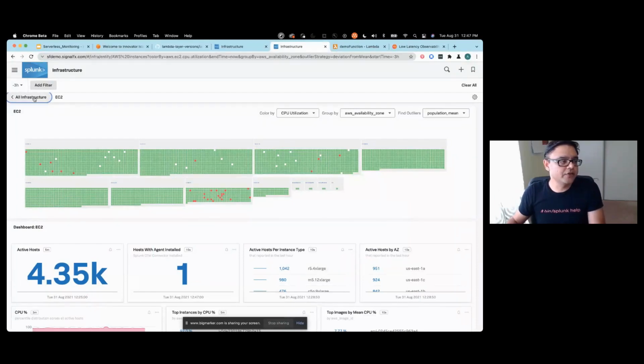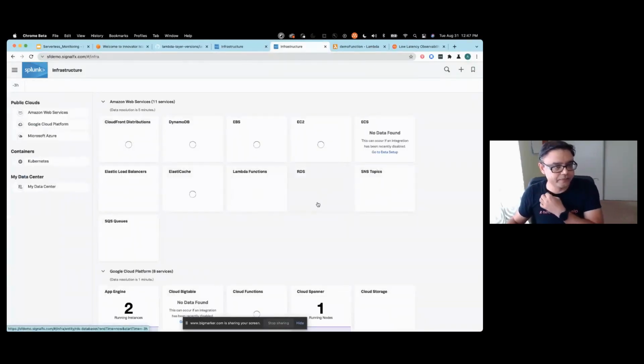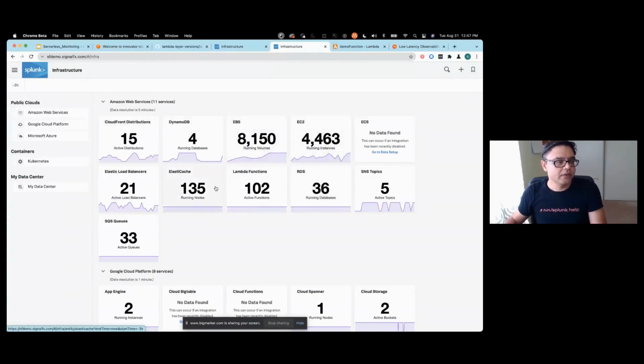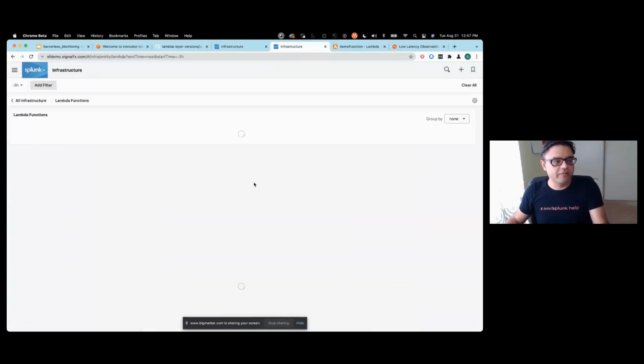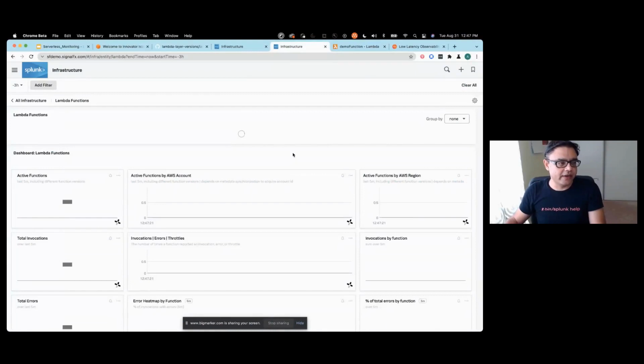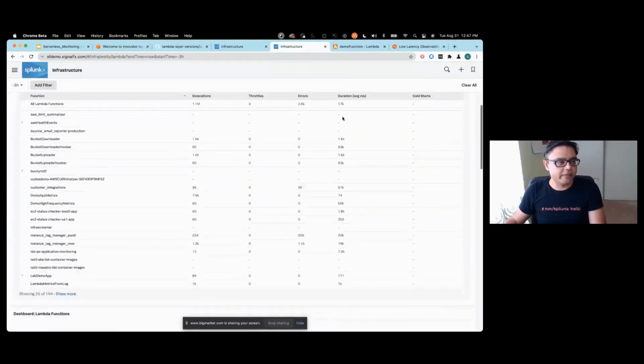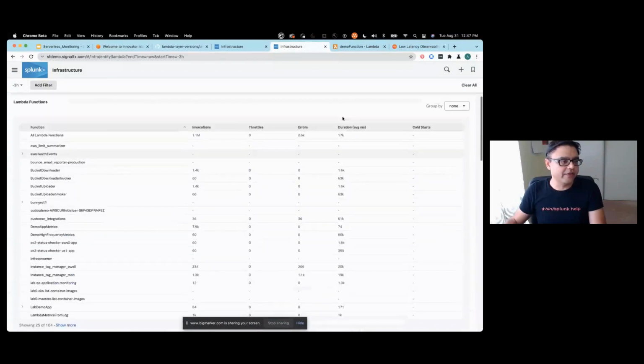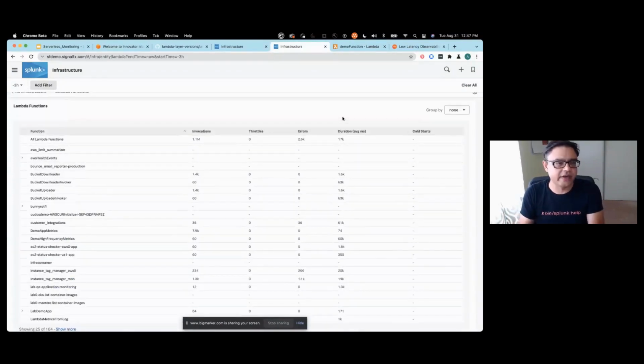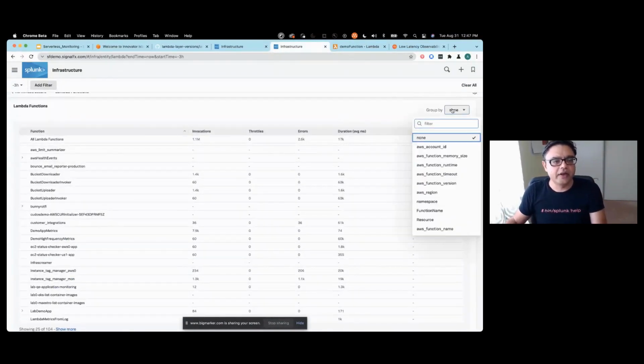So coming back to serverless functions, we have many more Lambda functions deployed here. This will be more representative of your production environment. So we have many Lambda functions in different languages, different runtimes. You can group Lambda functions by account, memory, what you have configured. You have region or runtime. So many dimensions that you have configured these Lambda functions.